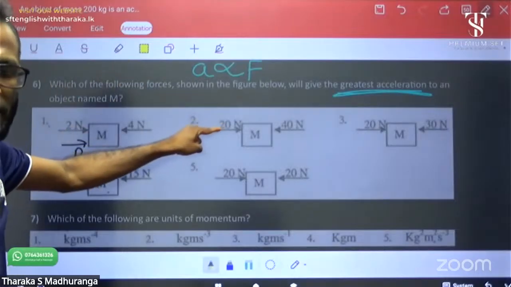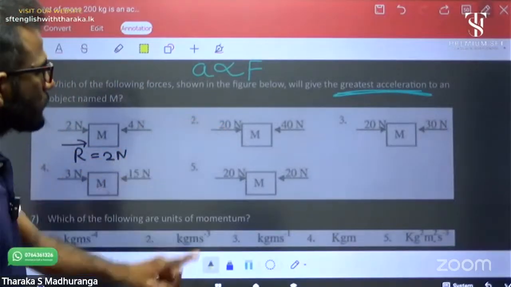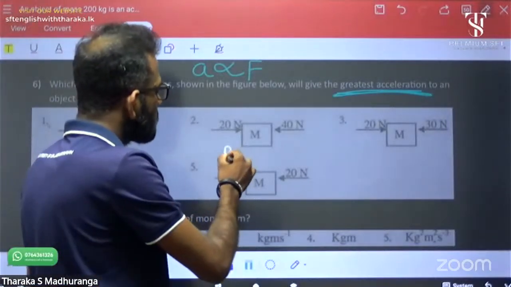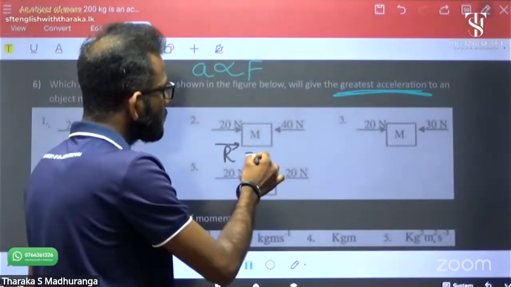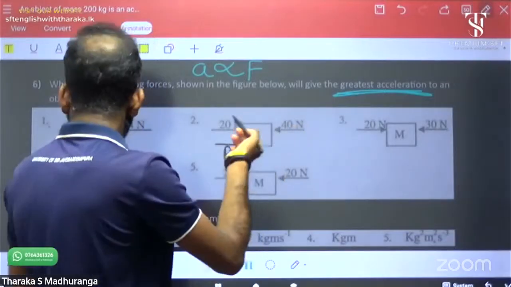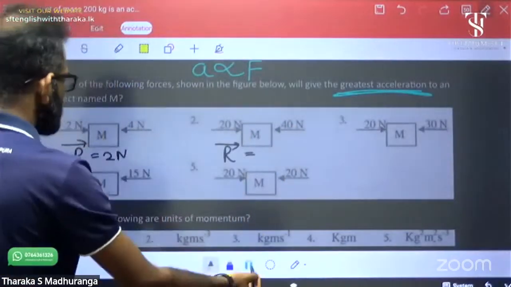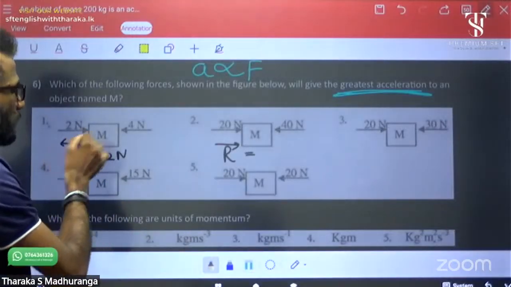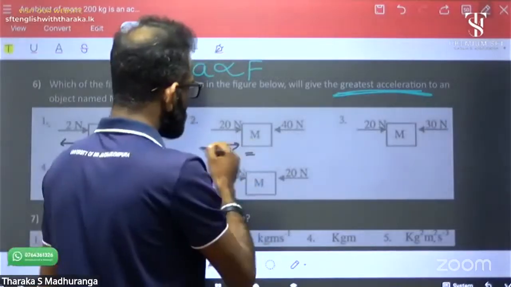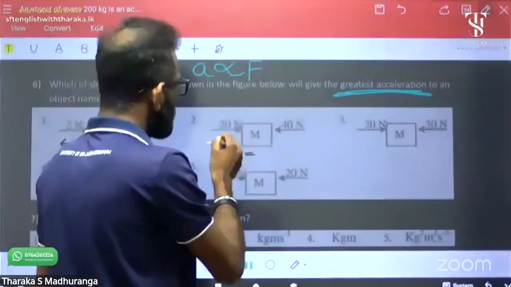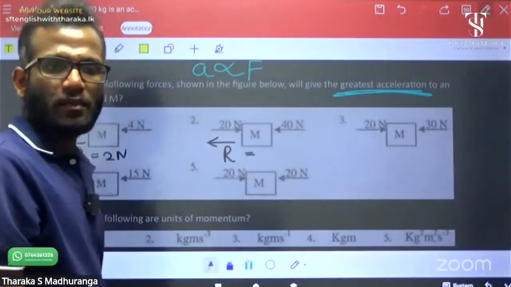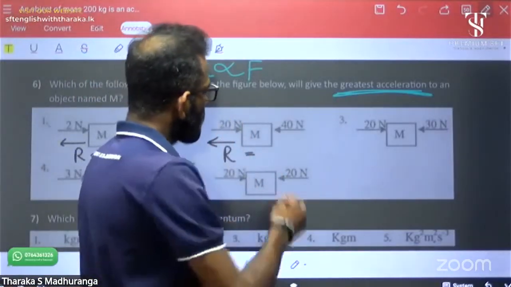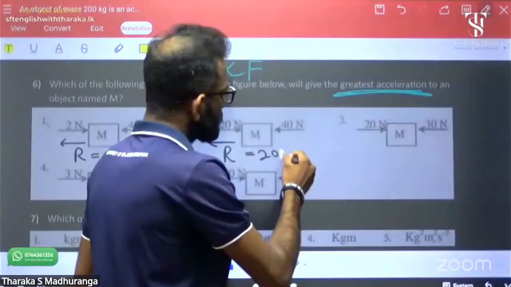Second one, two forces acting along opposite directions. How about the resultant force? It acts in this direction, the greater value direction. This is the direction. 40 minus 20, it is 20 Newton.